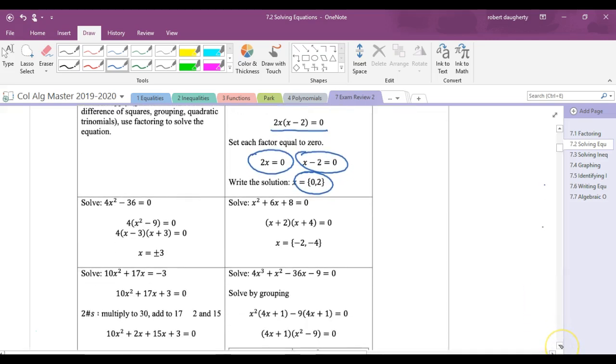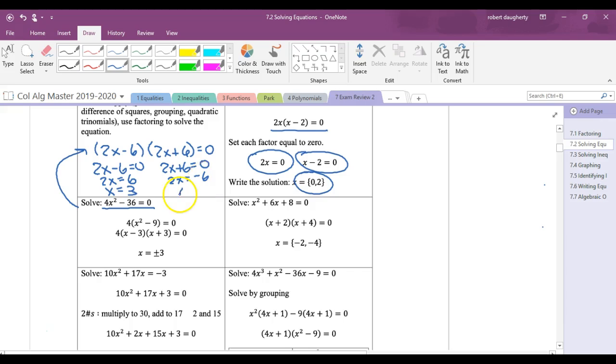So I look at the one over here. You've got to be really solid with your factoring rules. When I look at this, it looks like the difference of two squares, so I want to factor this. That is 2x minus 6, 2x plus 6 equals 0. Set each factor equal to 0. 2x minus 6 equals 0, 2x equals 6, or x equals 3. 2x plus 6 equals 0, 2x equals minus 6, or x equals minus 3. So your answer is 3 or minus 3, okay?